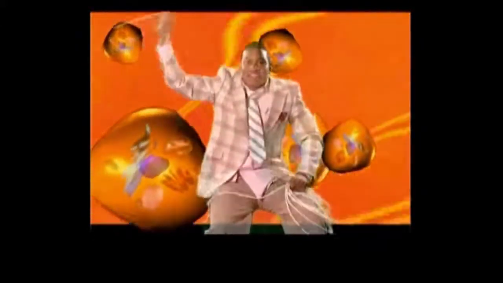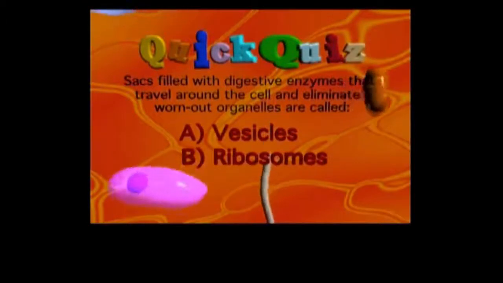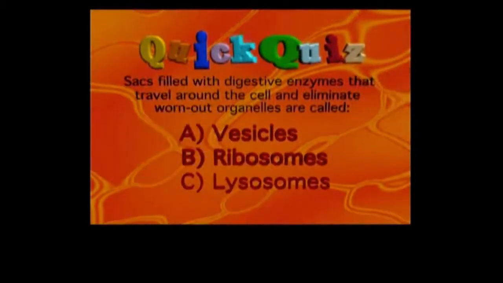Quiz. Hang on there. Let's take a quick break. Okay, I give the question, and you give the answer. Here goes. Sacs filled with digestive enzymes that travel around the cell and eliminate worn-out organelles are called A. Vesicles, B. Ribosomes, or C. Lysosomes. Take a second to think about it.